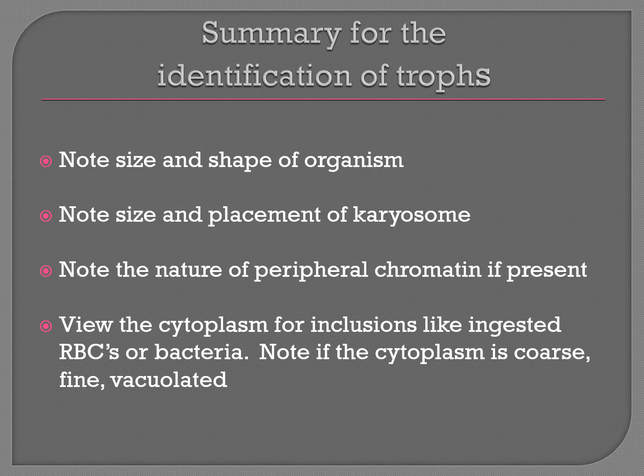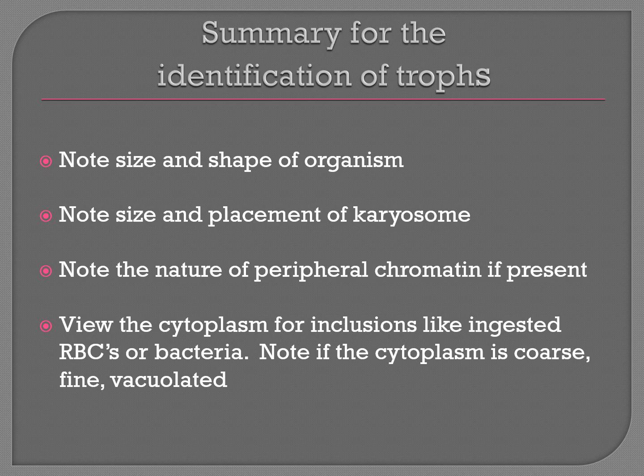Now, if you're ready to identify a troph, what you can do is note the size and shape of the organism. A lot of times, trophs are going to look a little larger because they are usually stretched out or motile looking. Note the size and placement of the karyosome. If it's offset and in the center, it's an Entamoeba coli. If it's small and in the center, it's an Entamoeba histolytica. Note the nature of the peripheral chromatin. We have chunky and uneven peripheral chromatin, which is seen in E. coli, and fine and regular peripheral chromatin, which is seen in Entamoeba histolytica.